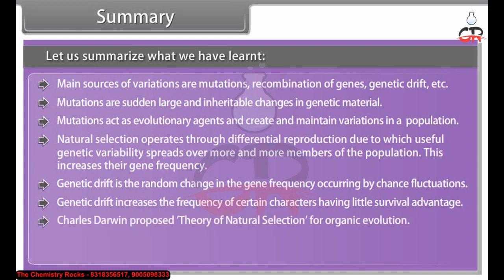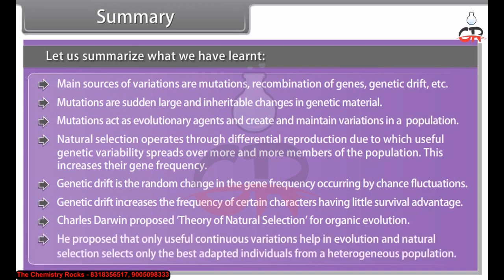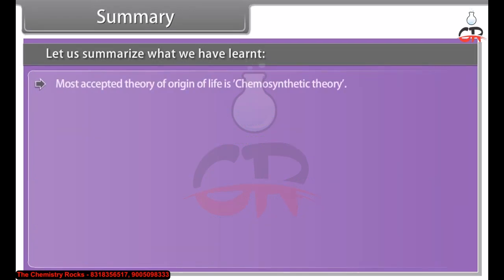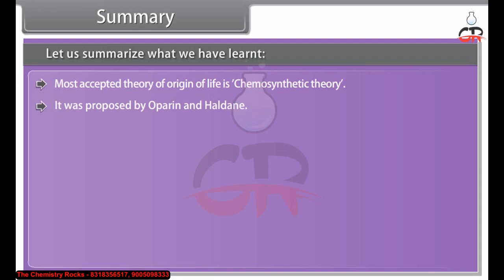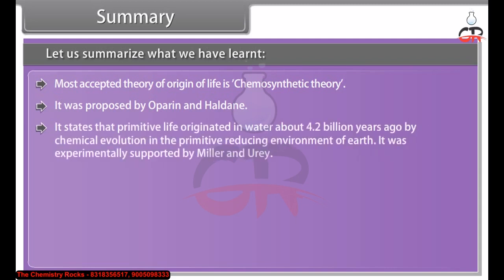Charles Darwin proposed the theory of natural selection for organic evolution. He proposed that only useful continuous variations help in evolution, and natural selection selects only the best adapted individuals from a heterogeneous population. The most accepted theory of origin of life is the chemosynthetic theory. It was proposed by Oparin and Haldane. It states that primitive life originated in water about 4.2 billion years ago by chemical evolution in the primitive reducing environment of Earth. It was experimentally supported by Miller and Urey.